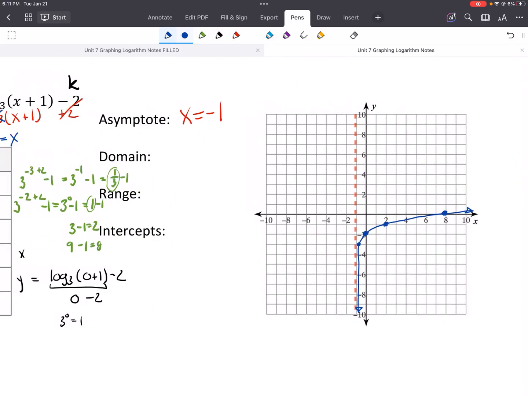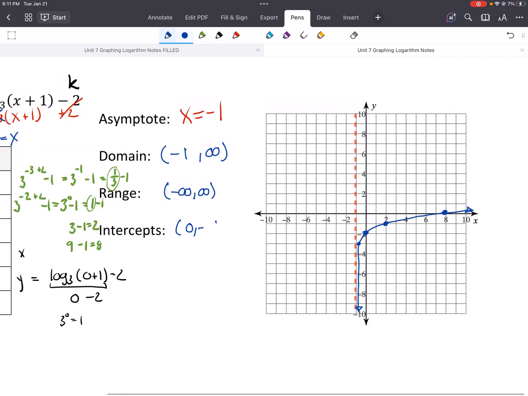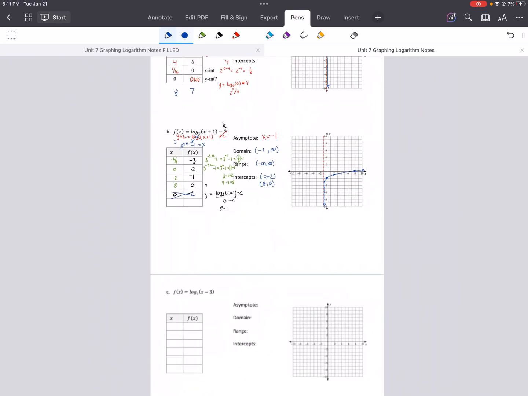Okay, I guess we'll answer these questions. So domain goes from negative 1 to infinity. It doesn't include the negative 1 because that's where our asymptote is. Our range goes from negative infinity to infinity. And our intercepts, and we already wrote those down, our y-intercept is 0, negative 2. And our x-intercept is 8, 0. All right.